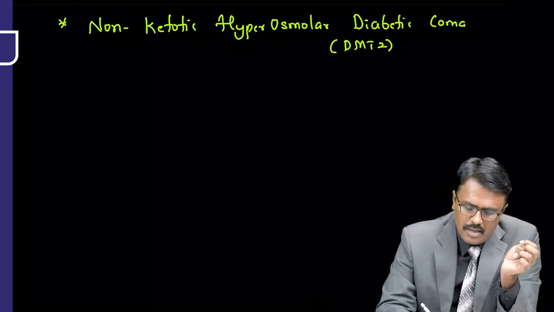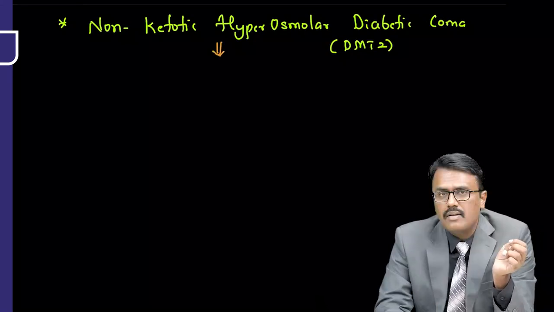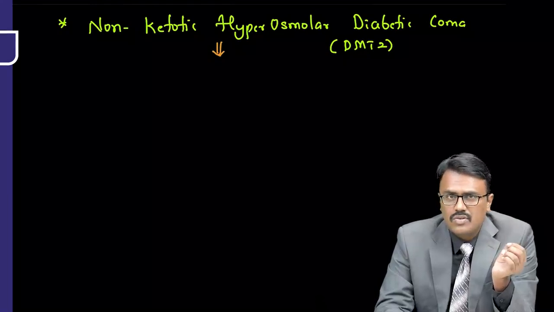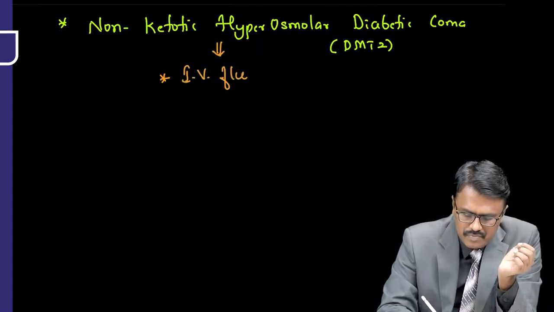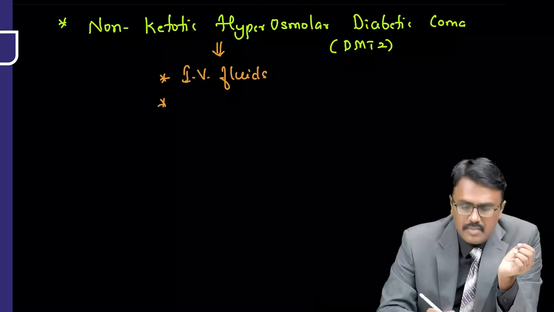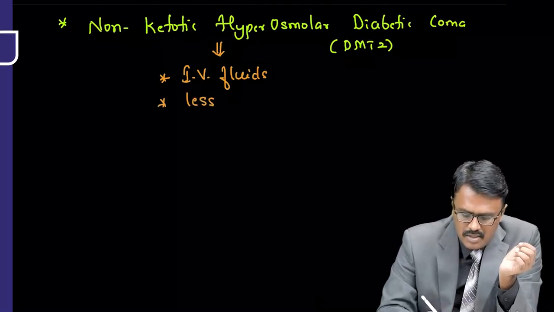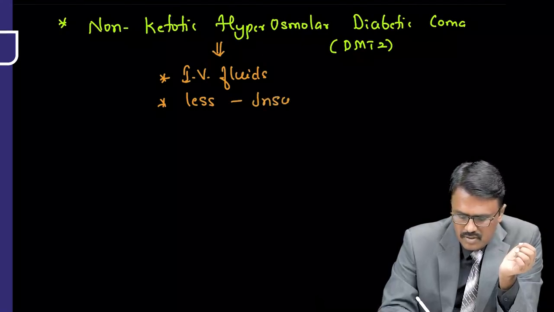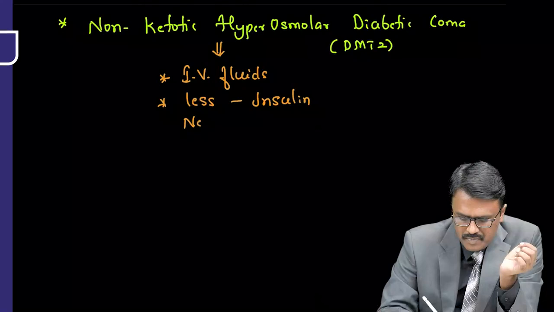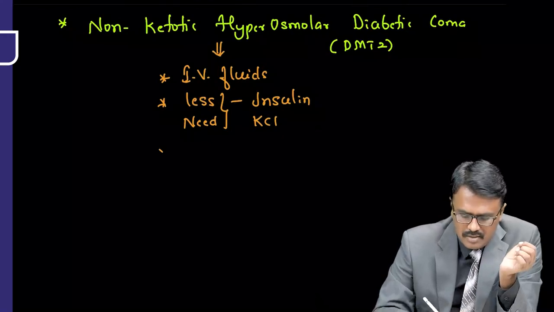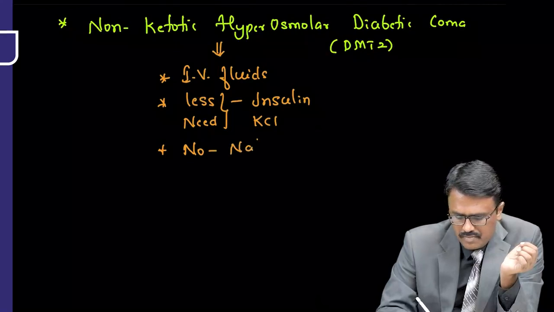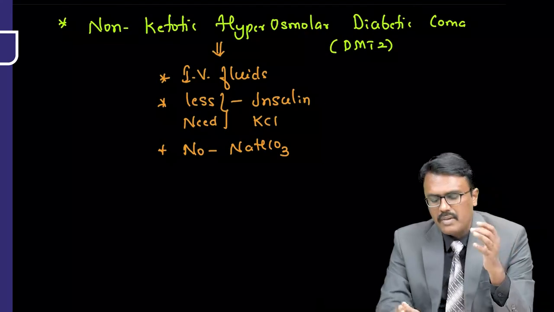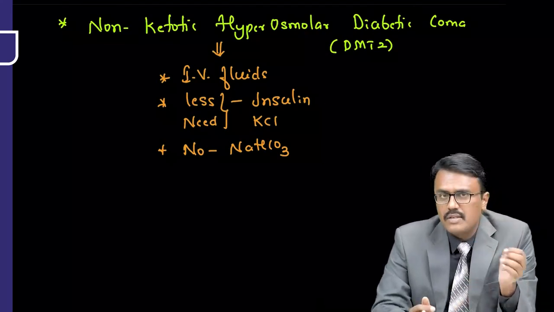In non-ketotic hyperosmolar diabetic coma, the problem is the osmolarity has increased. So the major management will be IV fluids. And compared to diabetic ketoacidosis, there is less need of insulin, but we give insulin, but less need. So less need of insulin and less need of potassium chloride, and there is no acidosis, so no need of sodium bicarbonate. So these are the differences between managing diabetic ketoacidosis and this.